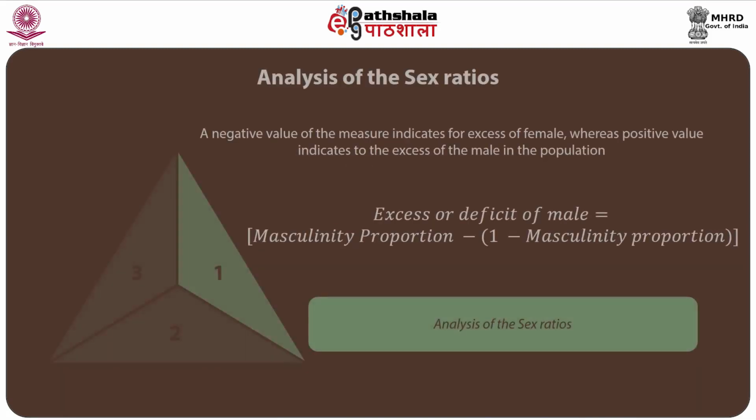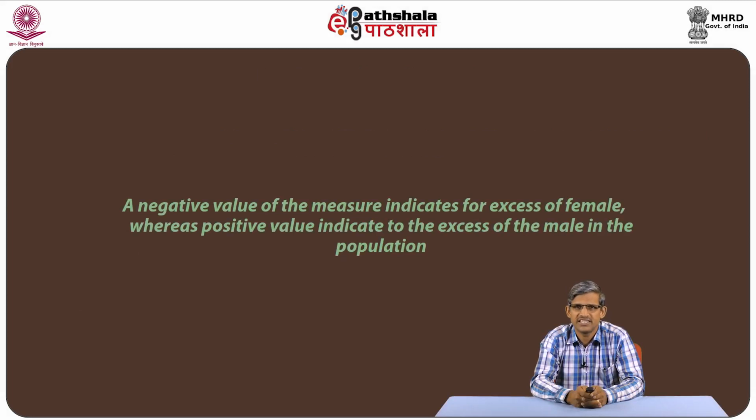The third very important measure of sex composition is the excess of males as a percentage of the total population, given as excess or deficit of males equal to masculinity proportion minus (1 minus masculinity proportion). A negative value of the measure indicates excess of females, whereas a positive value indicates an excess of males in the population.